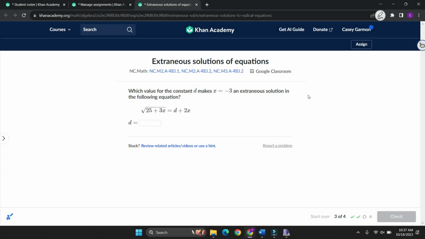All right, so in this question, we are asked which value for the constant d makes x equals -3 an extraneous solution in the following equation. The equation we're given is the square root of 25 plus 3x is equal to d plus 2x.